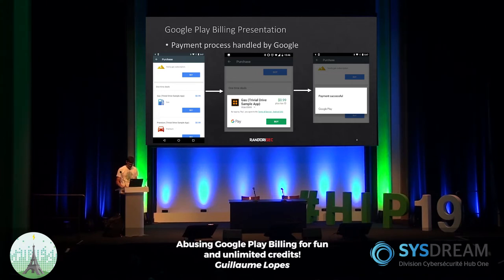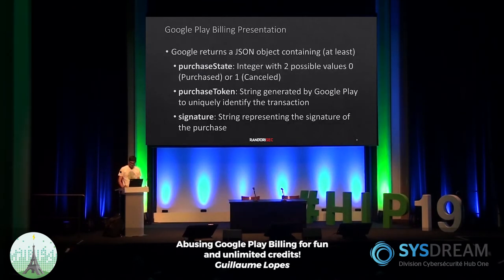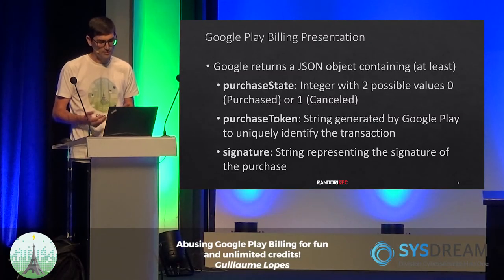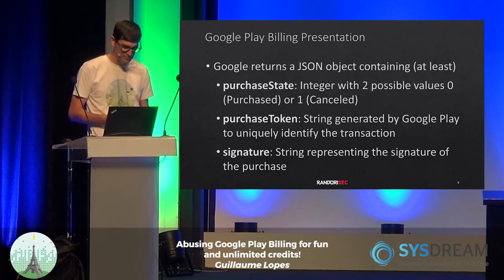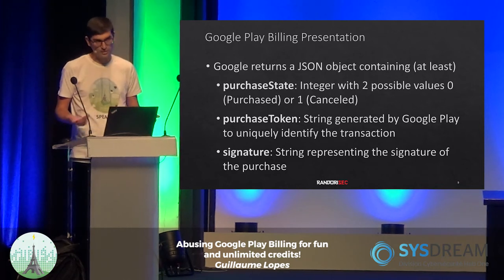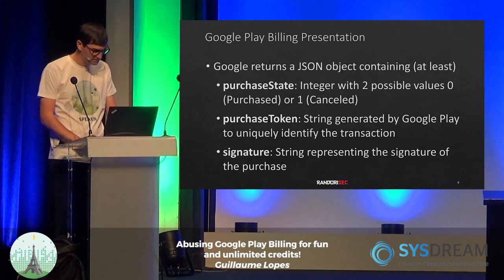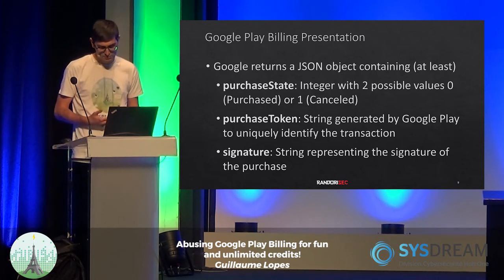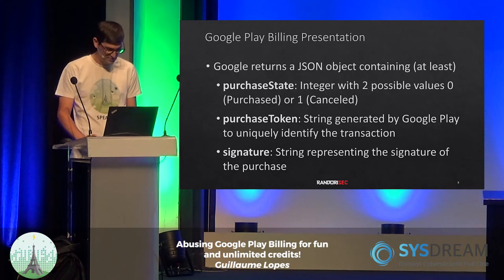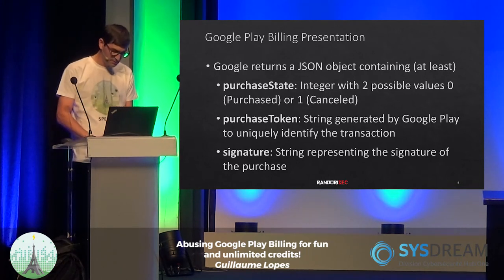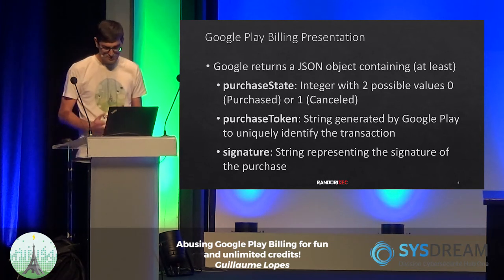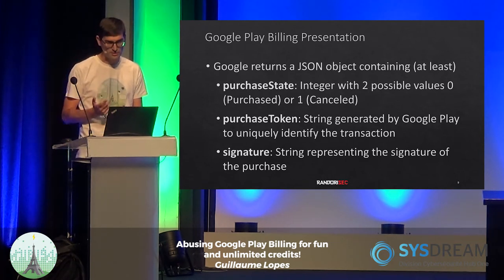So let's have a look deeper at what Google is giving to the application. In fact, it's just a JSON object containing several values, but the most interesting one is the purchase state, which indicates if the payment was successful or not. So you have only two possible values: 0 for purchase or 1 if the user cancels the payment. Then a purchase token, which is just a token used to identify the transaction for tracking, and a signature. In fact, this string represents the signature of all the JSON objects returned by Google.